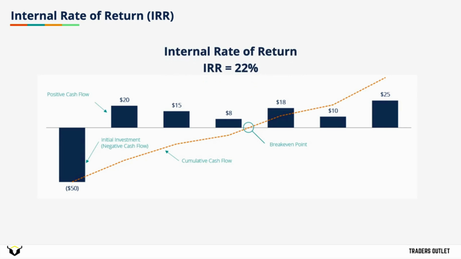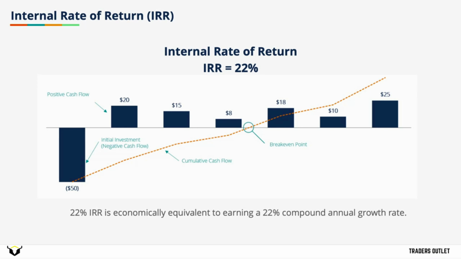So how do you interpret the internal rate of return? Well, it's economically equivalent to earning a 22% compound annual growth rate over the entire life of this investment. It's also the discount rate that can be used to set the net present value of a series of cash flows or an investment to be equal to 0. So internal rate of return is a very important concept, and we will be using it throughout the FMVA program to compare the attractiveness of different investments.